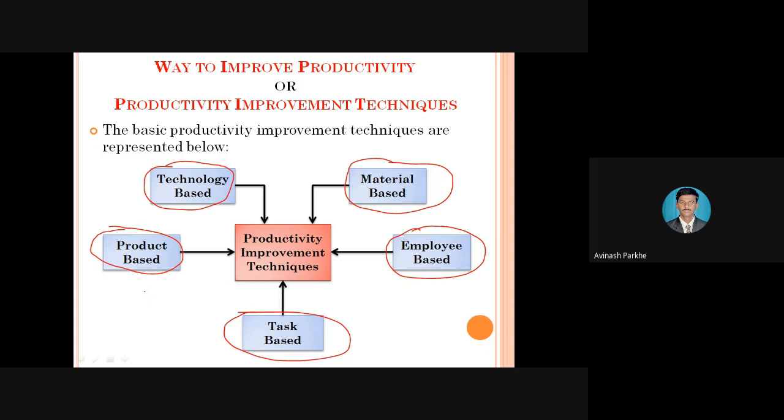In addition to that, we have to provide some standardization and simplification. Standardization means whatever manufacturing process we are using to convert a particular raw material into finished goods, we have to give some standardization to that process. If that manufacturing process takes the minimum time to convert the raw material into finished goods, we have to provide standardization to that technique.